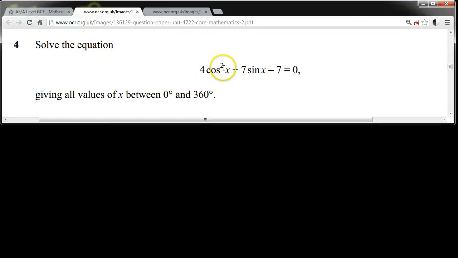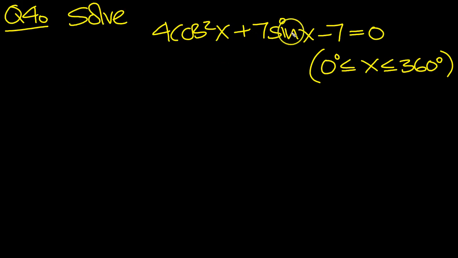Solve the equation 4 cos squared x plus 7 sine x minus 7 equals 0, giving all values of x between 0 and 360 degrees. So here's the equation then. We can replace the cos squared by a sine squared, and that will enable us to have a quadratic in sine x, won't it?